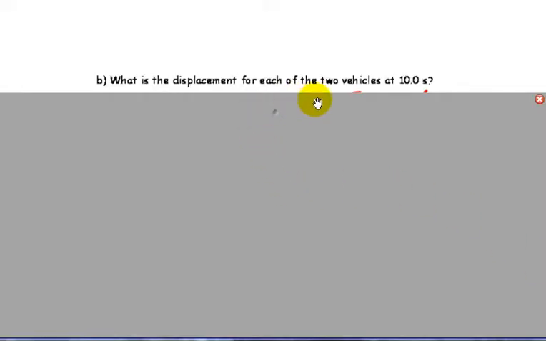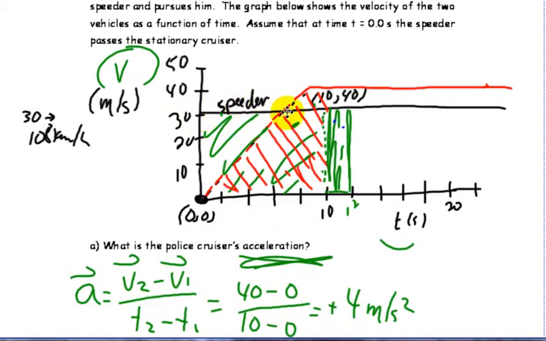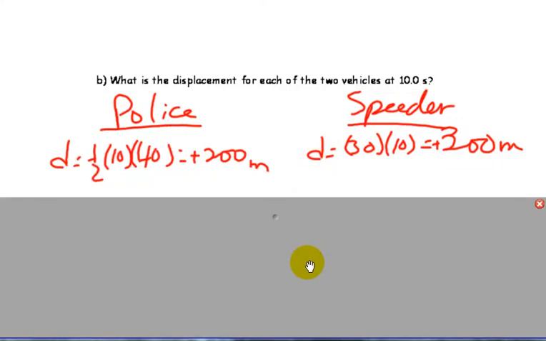What is the displacement for each of the two at that 10-second mark? You can see the speeder will simply be at a constant speed of 30 meters per second for 10 seconds. This forms a rectangle, so this is 30 times 10. Whereas for the police officer, it's actually a triangle, half the base times the height. So we can get an idea as to how far each has gone.